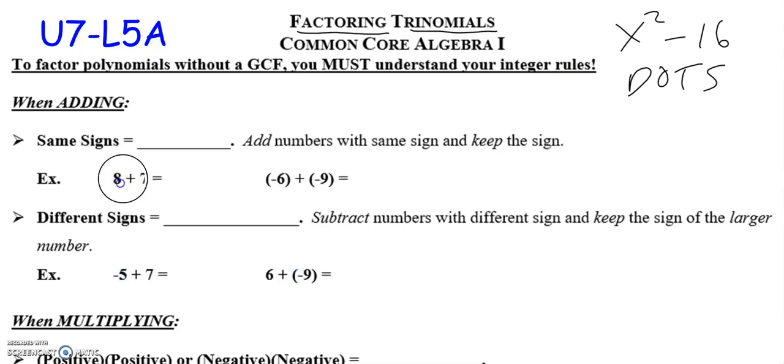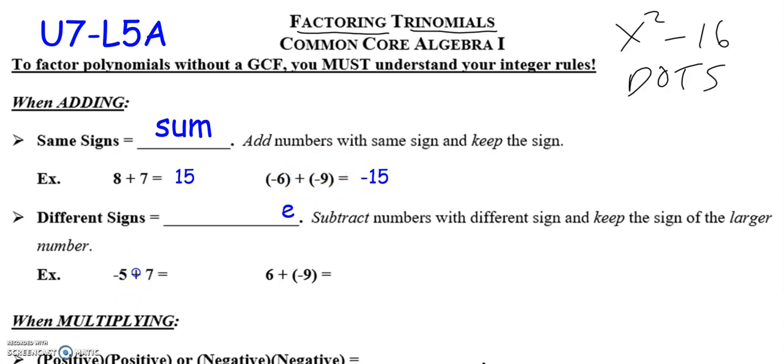So you should know that if you look at these examples, when the numbers have the same sign, think of sum. It's pretty easy, same sign, sum. Add numbers with same sign and keep their sign. So you should easily know, obviously, 8 plus 7 is 15. But negative 6 plus negative 9 would be negative 15. So you add the numbers, keep the sign, because when you're at negative 6 and you get more negatives, you're just increasing the amount of negatives you have, negative 15.